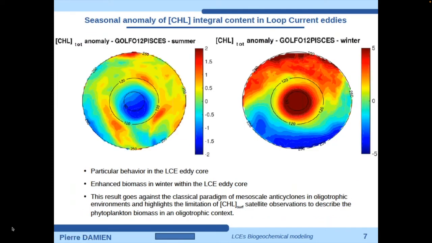And one of the things that we found, very interestingly, is that if you follow the eddies in the model and look at the surface and total chlorophyll content and the anomalies, what you see is a strong negative anomaly in the total chlorophyll content in the summer in the anticyclones, but a positive anomaly during winter in the anticyclones. The next one, please.